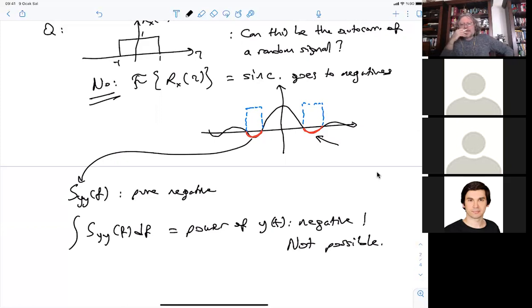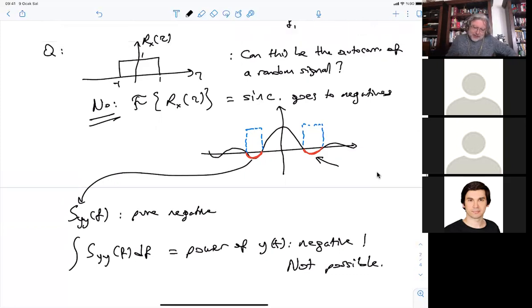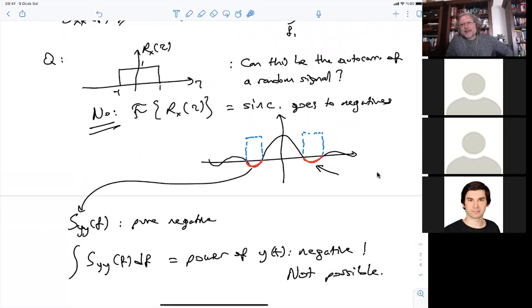By the way, the second part of the question was, can you think of an Rxx of tau shape? Since this one cannot be the power spectral density, you cannot have this kind of an autocorrelation function. Can you think of an autocorrelation function which is properly fine? And again, I'm asking you this as the follow-up question, as I asked this to undergraduate students. It's not this rectangular box. This one certainly doesn't work. Can you think of a simple Rx tau function which works?